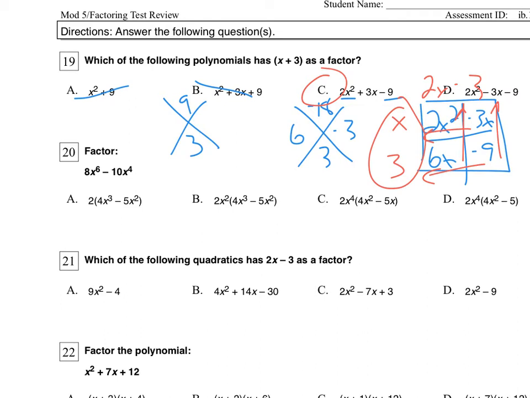Look for the GCF. So deal with the numbers or the coefficients and then your variables separately. So the GCF between 8 and 10 is going to be 2. Now we deal with our variables. How many x's are in the first one? 6. That's what the exponent means.